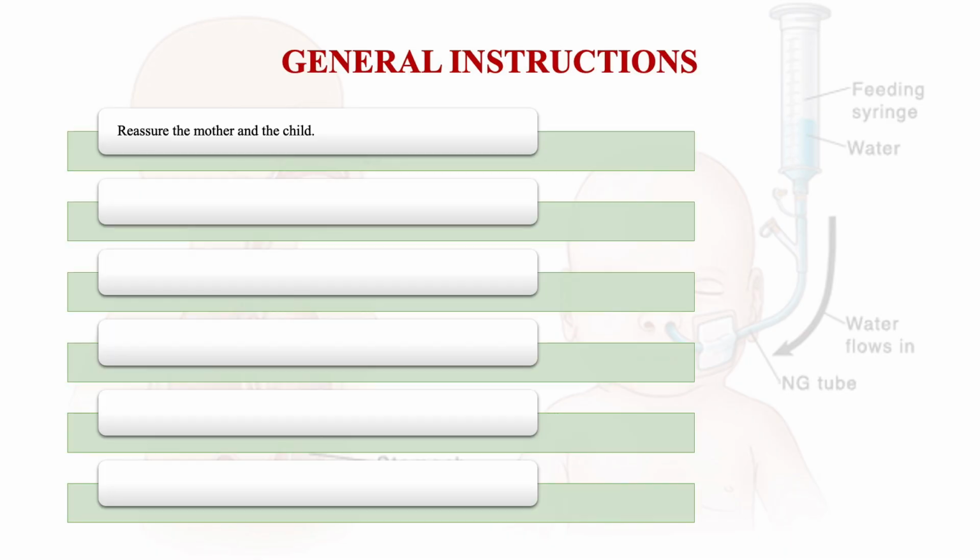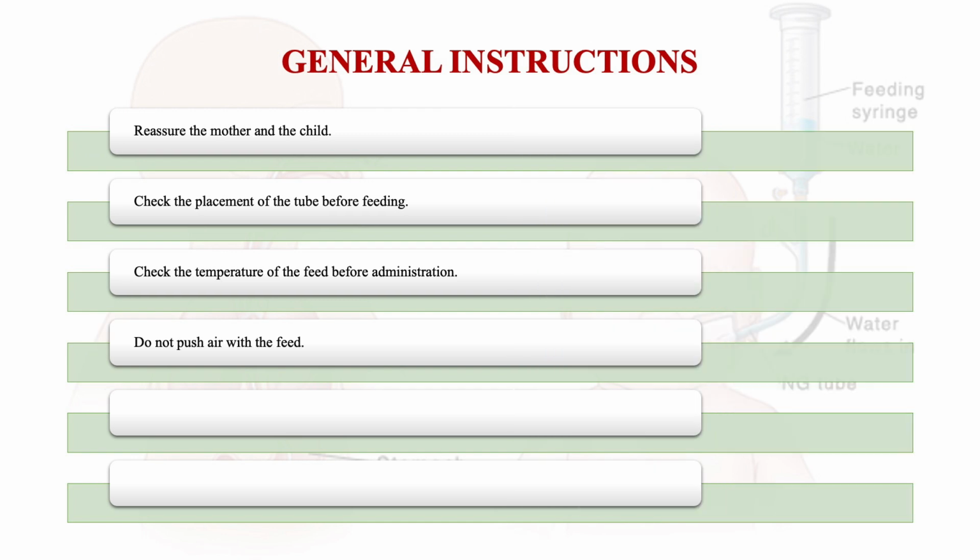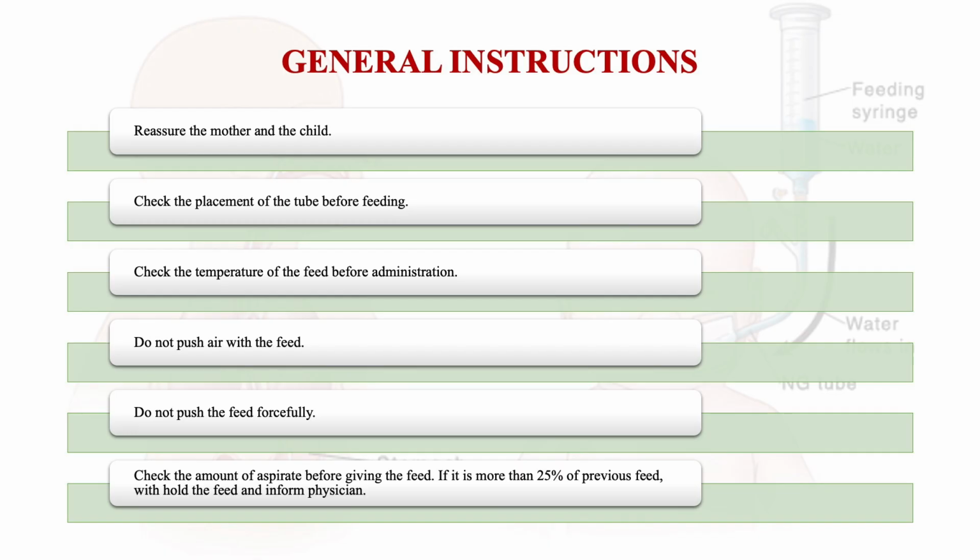The general instructions for nasogastric tube insertion and feeding are: reassure the mother and the child, check the placement of the tube before feeding, check the temperature of the feed before administration, do not push air with the feed, do not push the feed forcefully, and check the amount of aspirate before giving the feed. If it is more than 25% of the previous feed, withhold the feed and inform the physician.